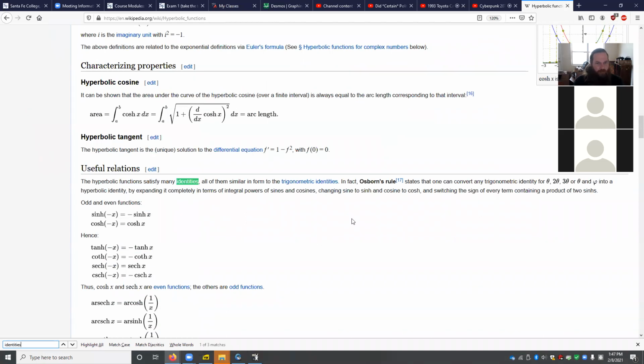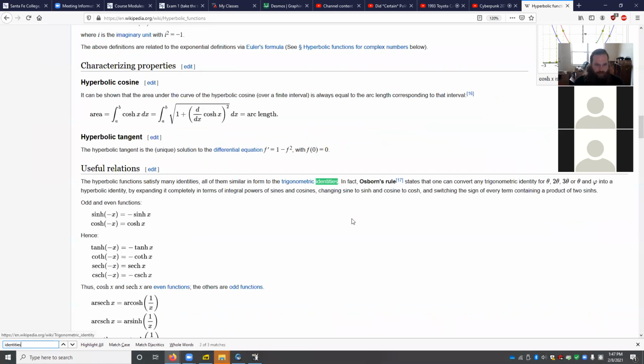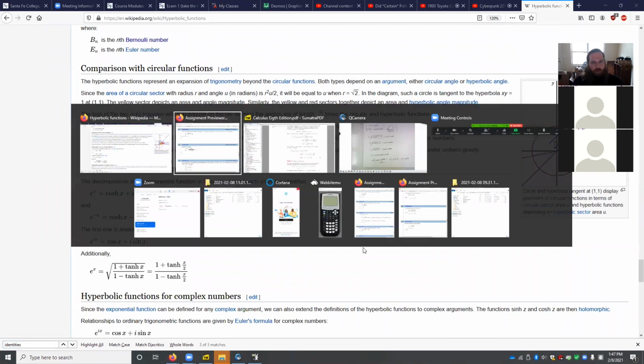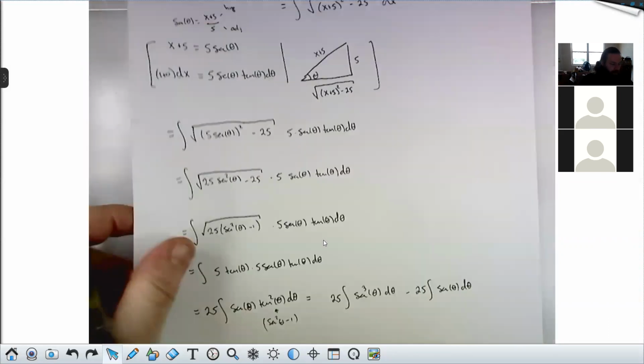Yeah, there are no super nice hyperbolic identities. They don't even list them here. There are things that correspond to the Pythagorean identity for the hyperbolic trig functions, but they're not very nice. So this is the path. This is the normal way and probably the best way to attack this. From here, we use what we know about secant cubed.